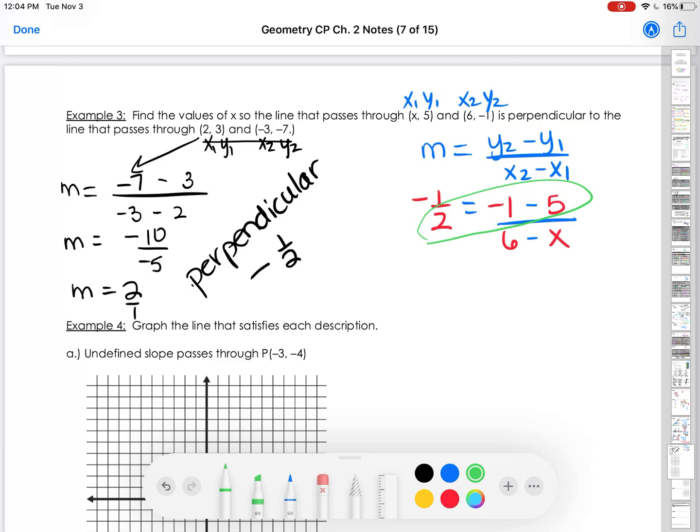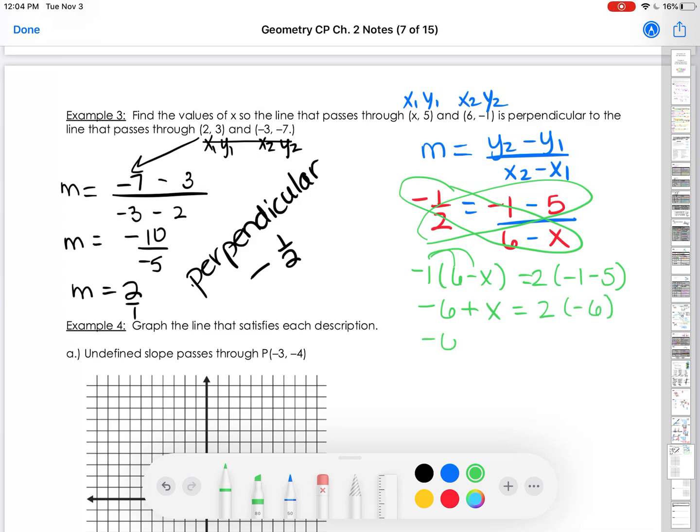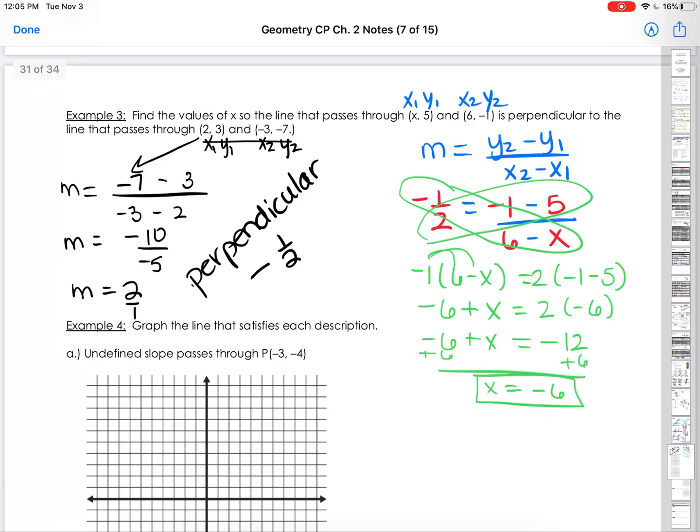So what we could do here is actually cross multiply on a diagonal. Okay, so we have -1 times 6 minus x is equal to 2 times -1 minus 5. All right, so we're going to distribute the -1 here. That's -6 plus x. Over here, we can actually do the parentheses, right? That's a -6 inside. So we have -6 plus x is equal to -12, and then we're going to add that 6 over. We're going to get that x is equal to -6. -12 plus 6 is -6.